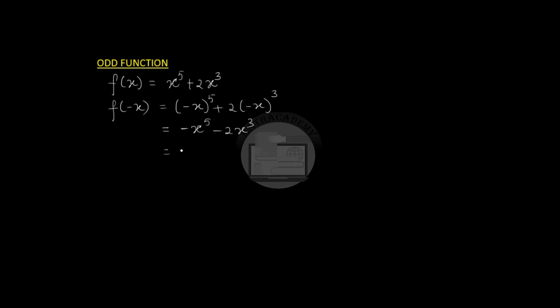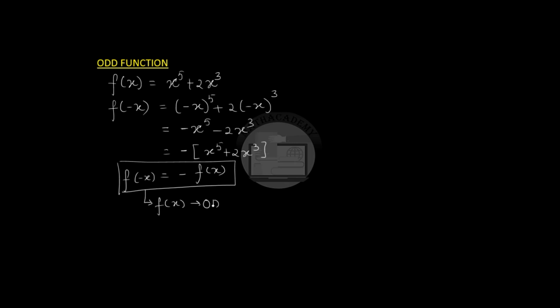Now what are odd functions? Let us take a function f of x is equal to x to the power 5 plus 2x cubed. Let us try to find f of negative x. So we will get negative x to the power 5 plus 2 times negative x to the power 3. A negative number raised to an odd power gives a negative answer. And what do we see? If we take out a negative common, we are left with x to the power 5 plus 2x cubed, which is nothing but f of x. So we see that f of negative x is equal to negative of f of x, and when this condition is true, then that f of x is called an odd function.